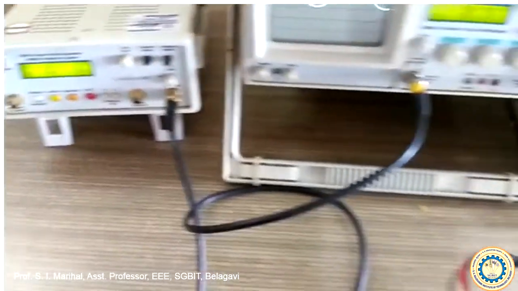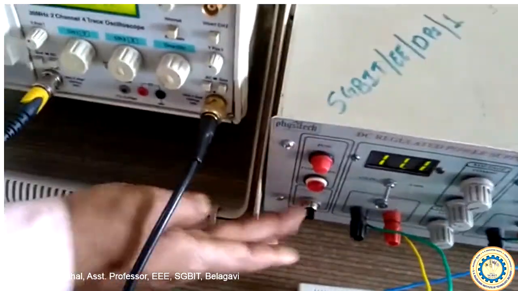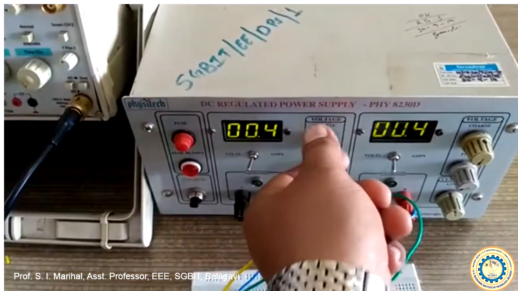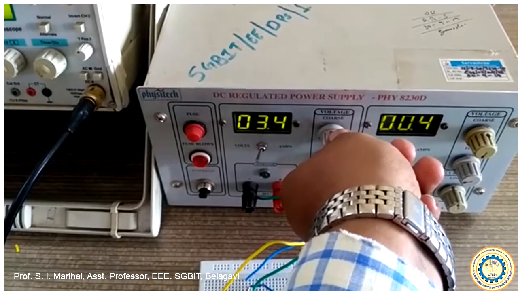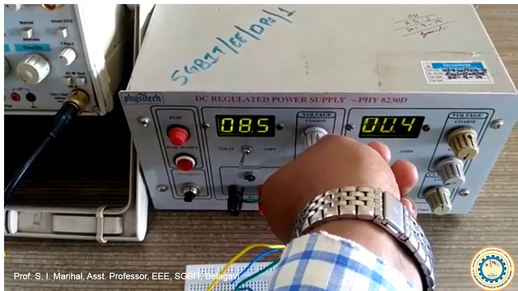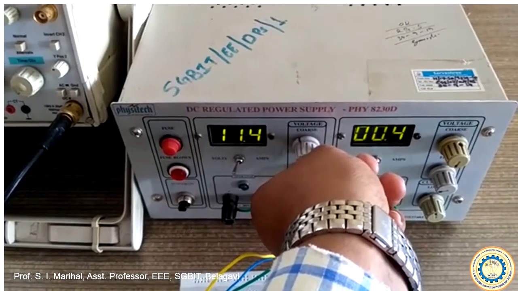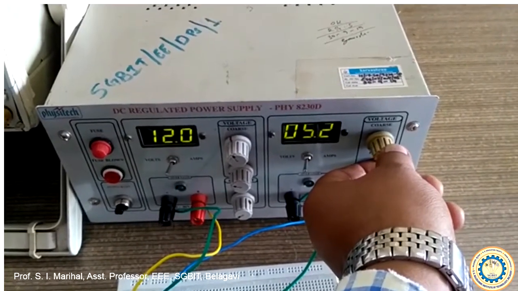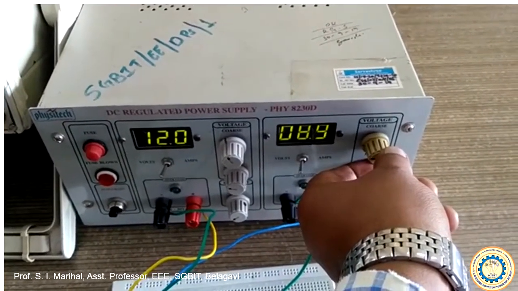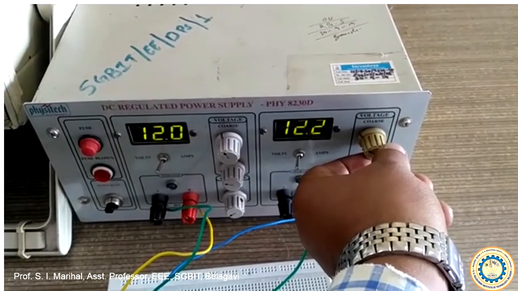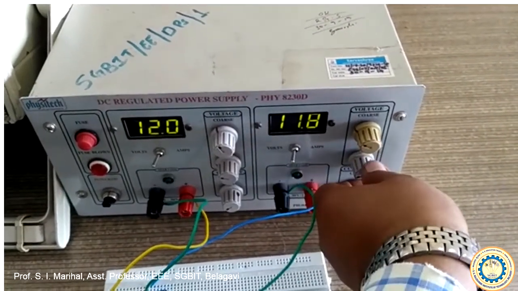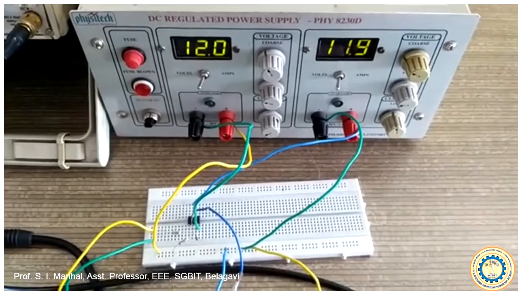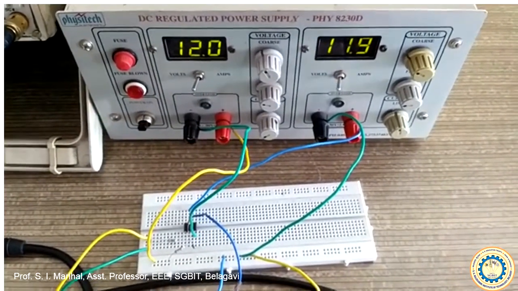Now let us switch on the power supply. The DC power supply is required. We have switched on the power supply, and we will adjust it to plus 12 volt for VCC, and VEE is also 12 volt, but its direction will be minus 12. So we have set the DC voltage for the op amp as plus and minus 12 volt.